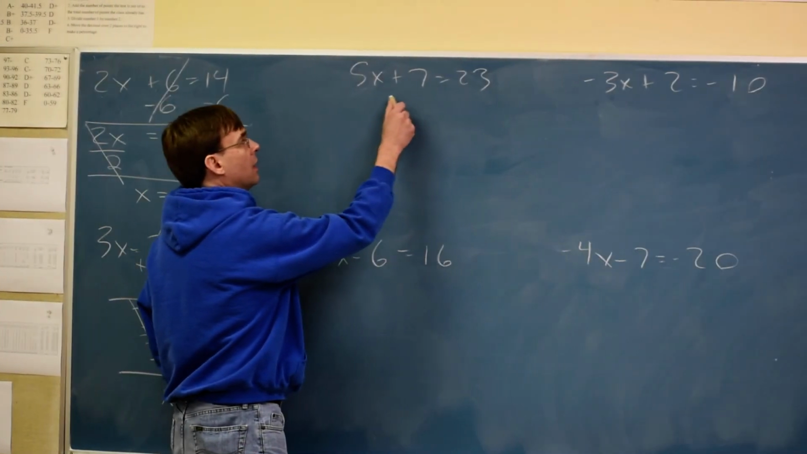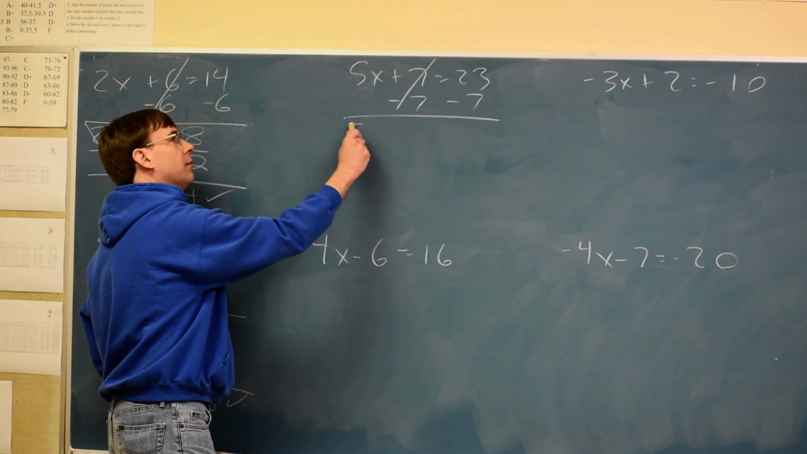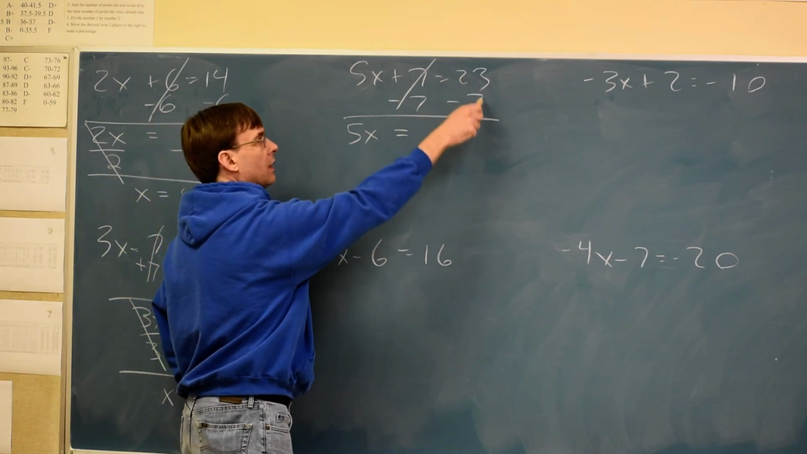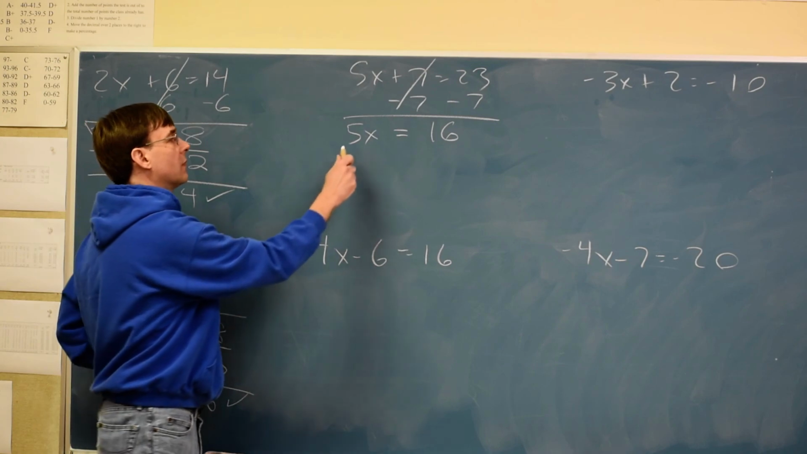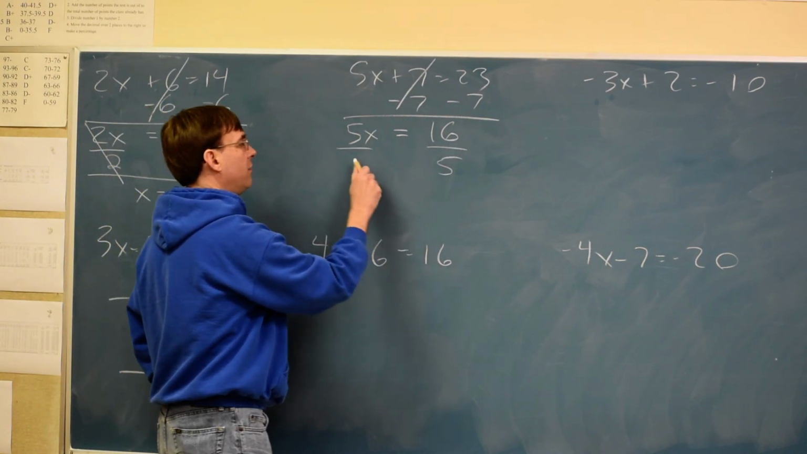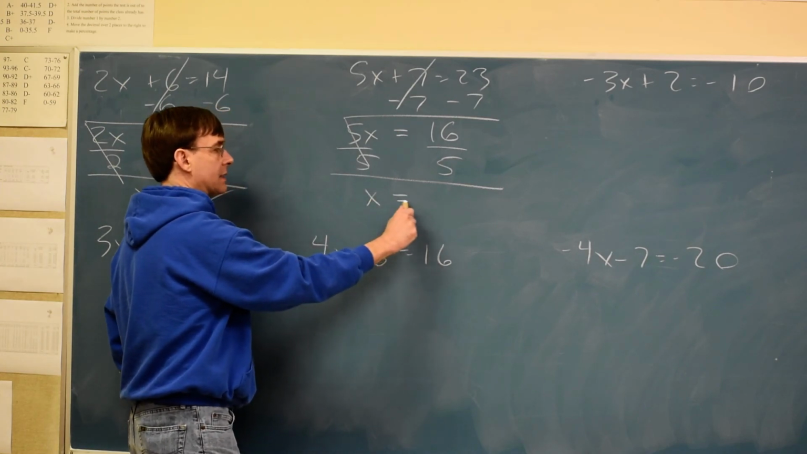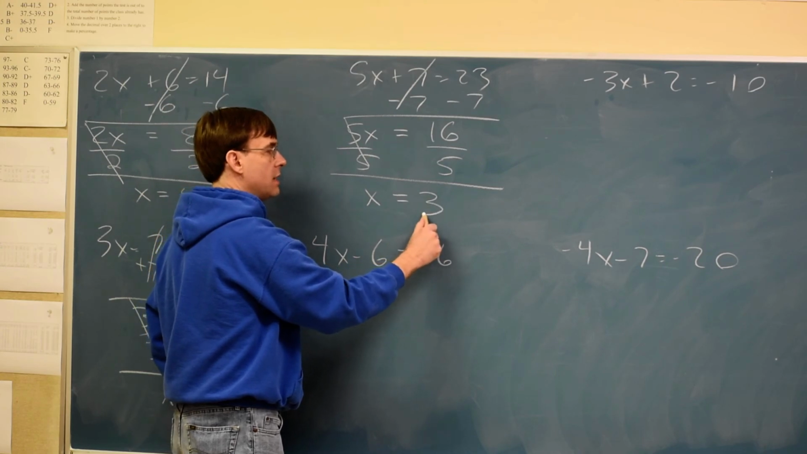Here I'm going to subtract 7's to eliminate 7's, not changing 5 or x or equals. Math there gets me a 16 if I subtract right. Now I'm going to divide by 5s to eliminate 5s. X is alone, so now I'm done. 16 dividing 5 is 3.